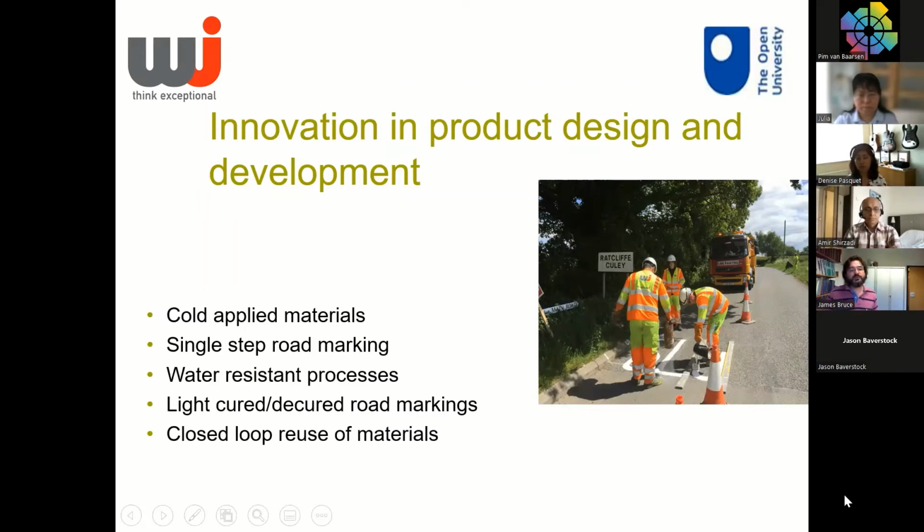We'll look at trying to help them improve the process by which they can lay their road marking, hopefully improving the safety of the users when working on the road. We're looking at water resistant materials so that they can lay markings in all sorts of road conditions. We're looking at light and other ways of curing and decuring the road materials, with a view to looking at how we can remove the material when it's at the end of its life. And we're currently looking at how we can reuse materials in a closed loop and help the WJ group address their sustainability issues, so that we're reducing the single use of materials and consumption there.